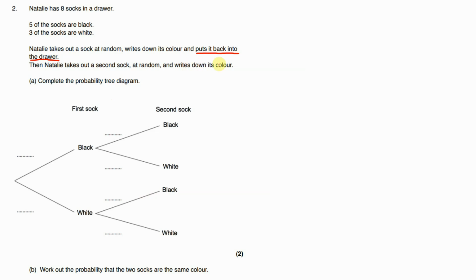If I didn't put that sock back, the probabilities would change here because there'd be fewer socks in the drawer and there'd be fewer black ones or white ones depending on what we picked first. But in this case it doesn't, so it's a little bit easier. We don't need to do that extra working. So the probability of black would be, well, there's 5 of them, so 5 out of the total, 8. And the probability of white, well, there's 3 socks that are white, out of 8.